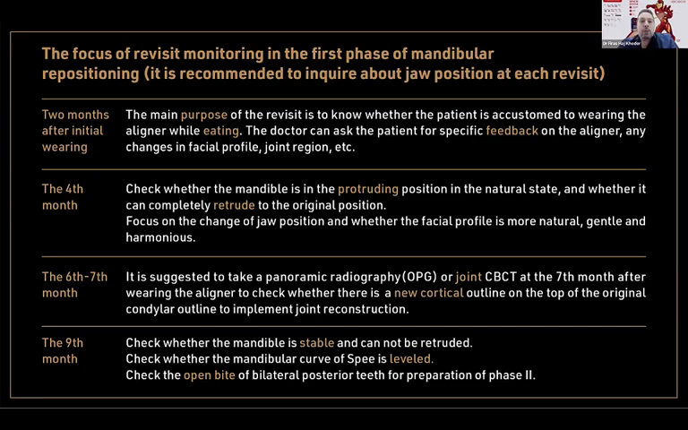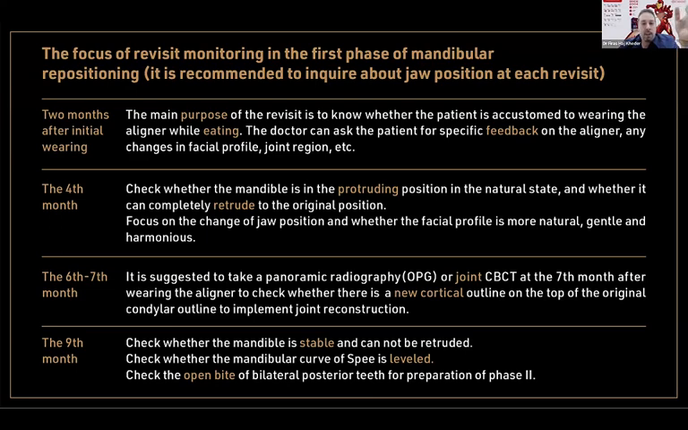So in the fourth month, we have to check whether the mandible is in a protruded position, or whether the patient can also retrude it to the original position. We check that we are already achieving the advancement position, and we ask the patient to retrude to the original position. So at this stage, we already know the amount of advancement that we are aiming for. We also check the jaw position and the facial profile. If it's more natural, it's gentle, and the face is harmonious.